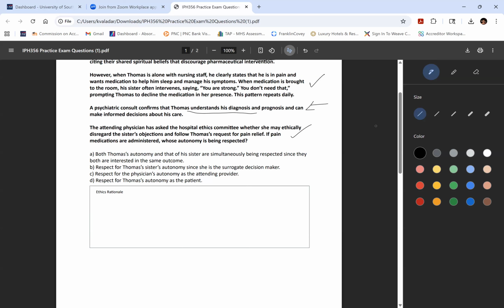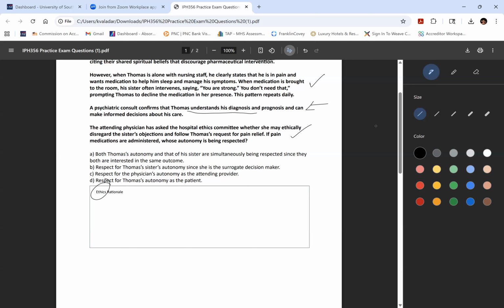Your task here is to not only choose a response, A, B, C, or D, but put the ethics rationale in here. Keyword is ethics. You have to be able to connect it to ethics themes and content in our course. And my advice will always be the more examples you can give, or an example, the better. Now, you don't have a lot of space.